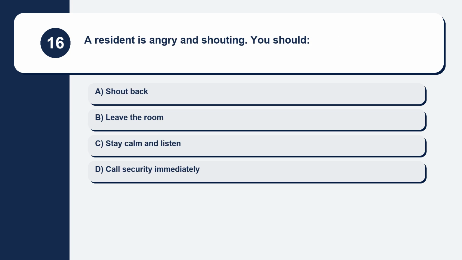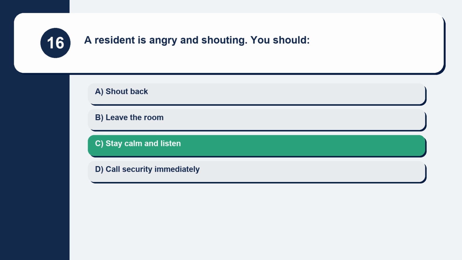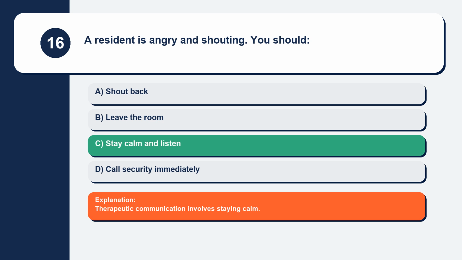Question 16. A resident is angry and shouting. You should shout back, leave the room, stay calm and listen, call security immediately. Therapeutic communication involves staying calm.